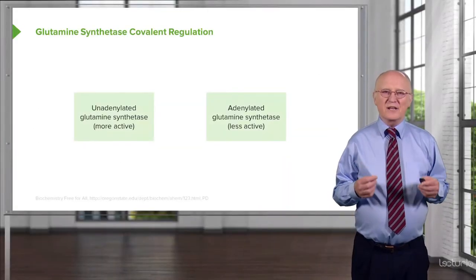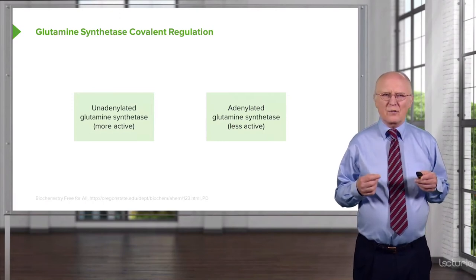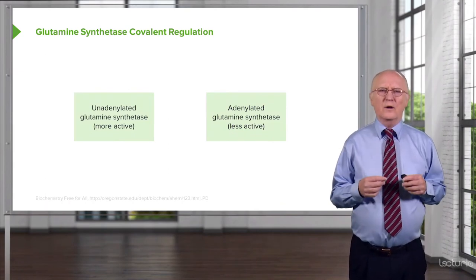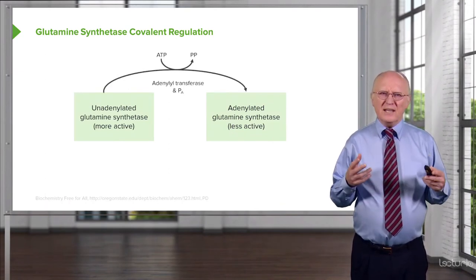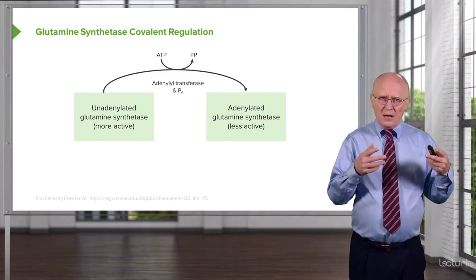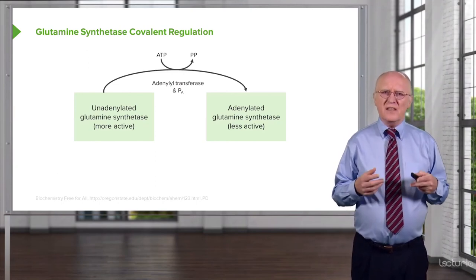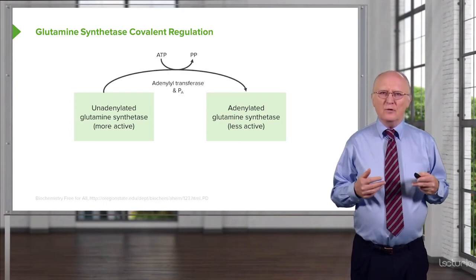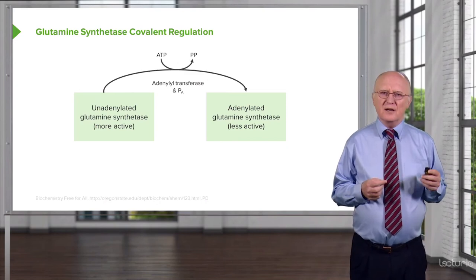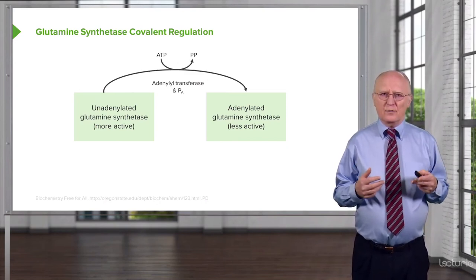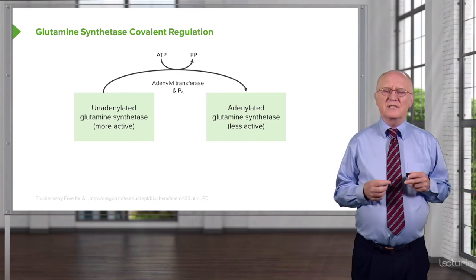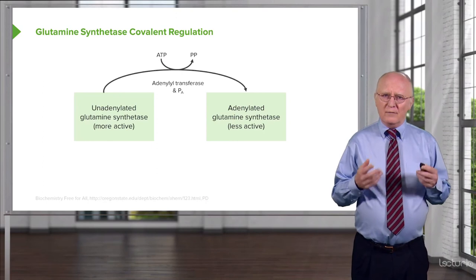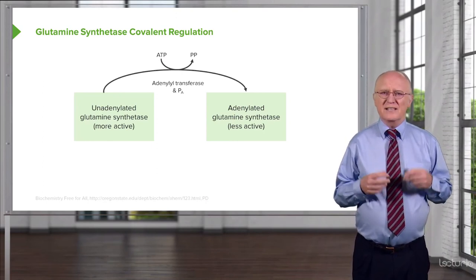In addition to the allosteric regulation of glutamine synthetase that I've just described, glutamine synthetase can also be regulated by covalent modification. And we can see that occurring on this slide right here. Looking at the enzyme in the unadenylated form, which is the form before the modification occurs, we see that it is the most active or the more active form of the enzyme. The addition of an adenyl group comes from ATP in the reaction that you can see here, catalyzed by adenylyl transferase. This reaction is facilitated by an additional protein known as P sub A. The adenylated form of glutamine synthetase, that is the covalently modified form, is less active.